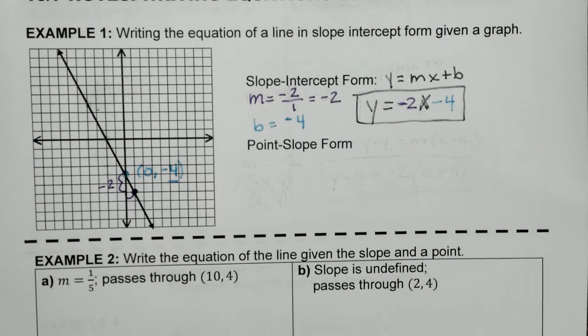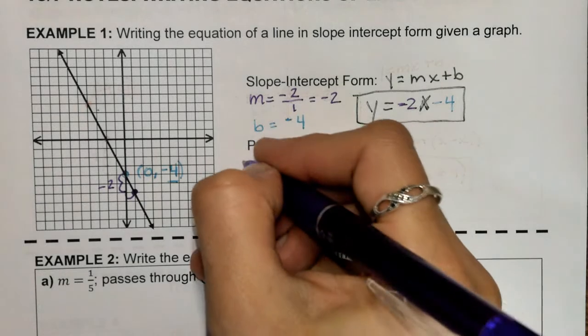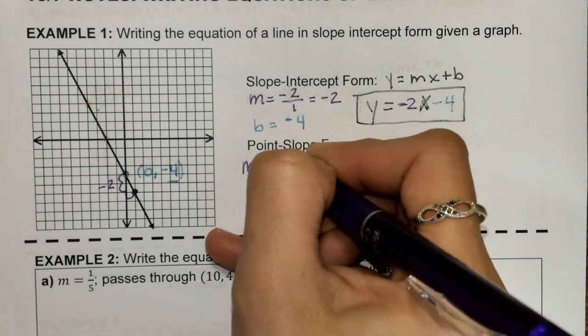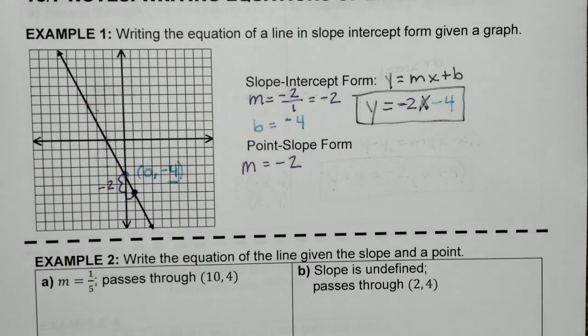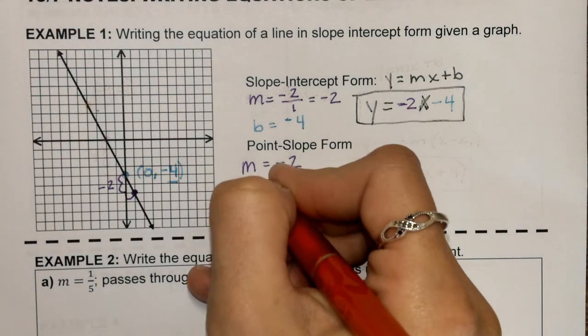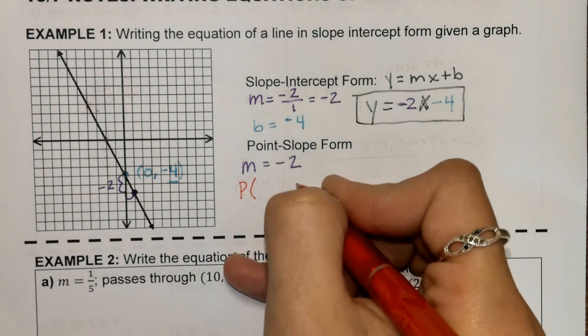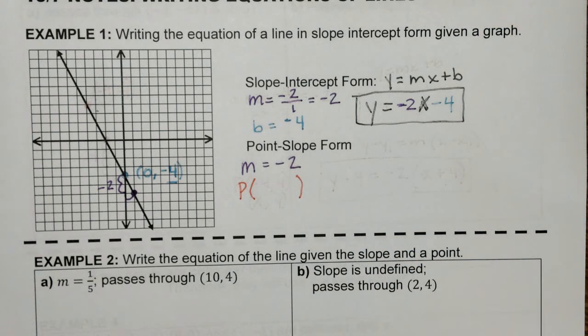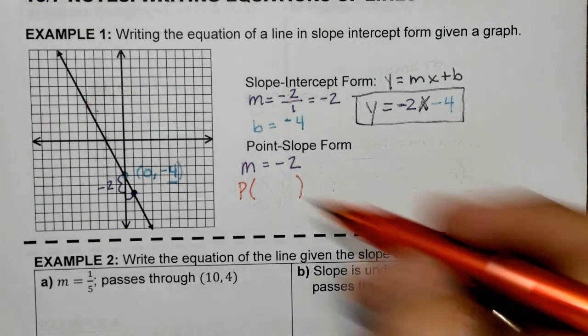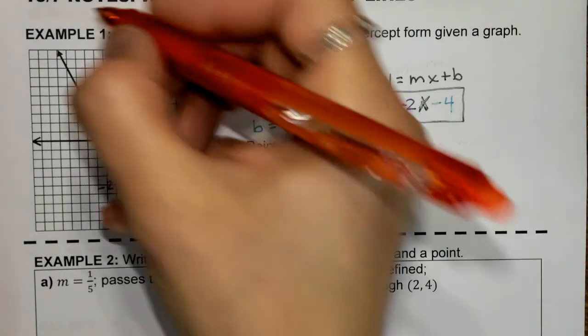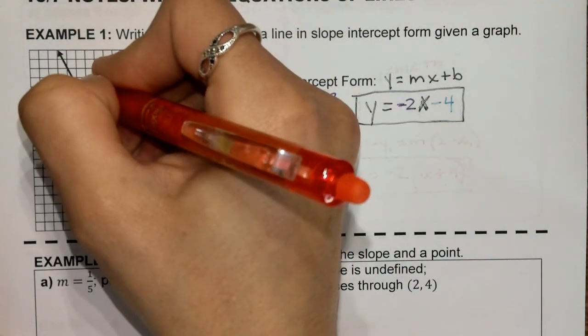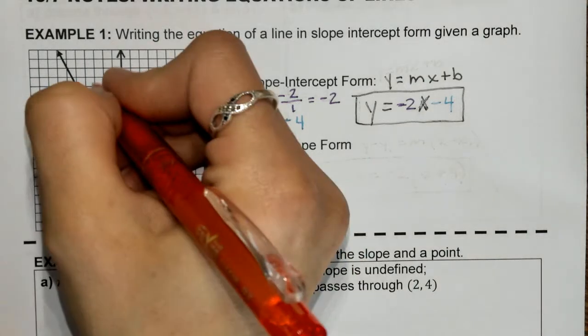For point-slope form, we already have our slope, right? We found out it was negative 2. We need to find a point somewhere. My suggestion is that when you find this point, find a point that is not on an axis. In this case, let's grab this one up here. This looks good to me. And let's find these coordinates.